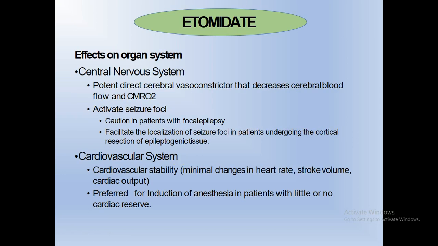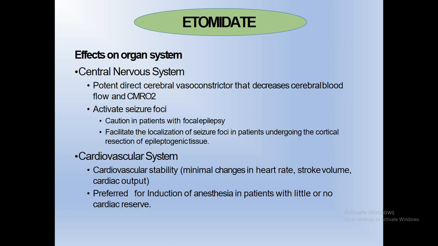Now these are the different pharmacological effects on the organ systems. In the central nervous system, etomidate is a potent direct cerebral vasoconstrictor, so it decreases cerebral blood flow and CMRO2. It activates seizure foci, so this drug should be used with caution in a patient with focal epilepsy. It can facilitate the localization of seizure foci in patients undergoing cortical resection of epileptogenic tissue.